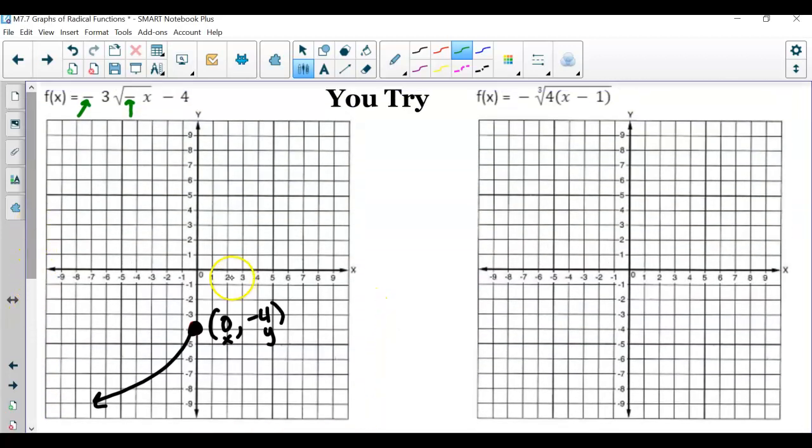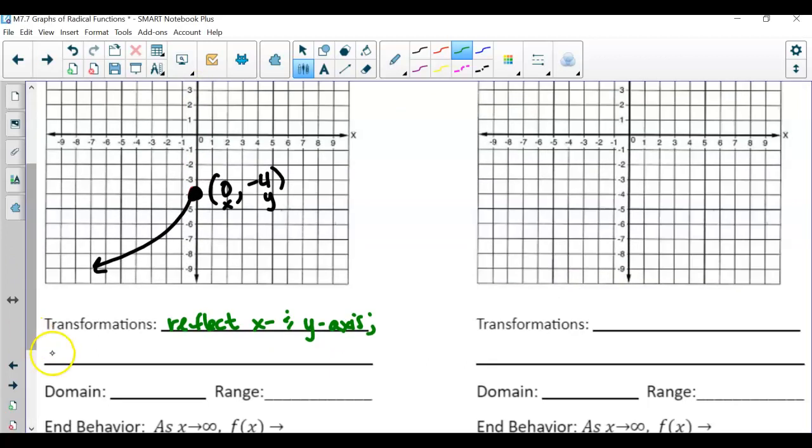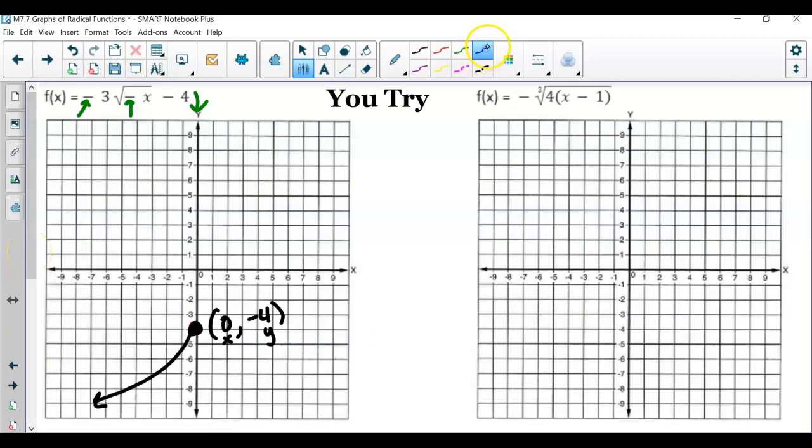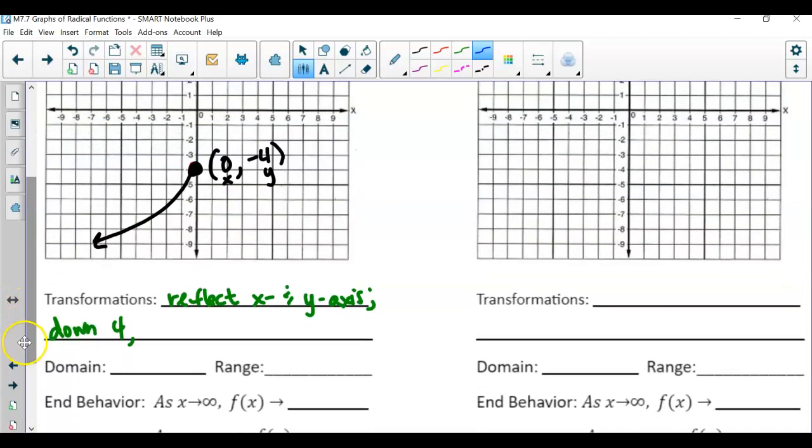Then notice how we did move down 4. You should have also noticed that this looked a little steeper because we do have a vertical stretch by a value of 3. So this is a vertical stretch. And if you wanted to include, that value was a equal to 3. Now let's go ahead and get the domain and range.